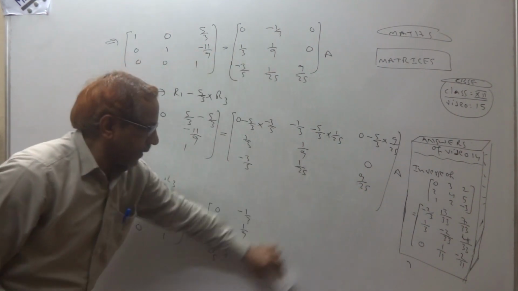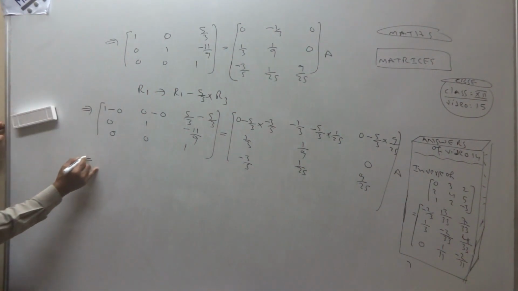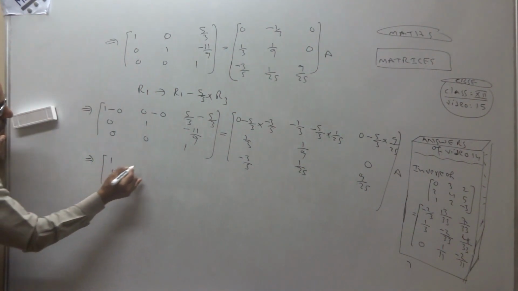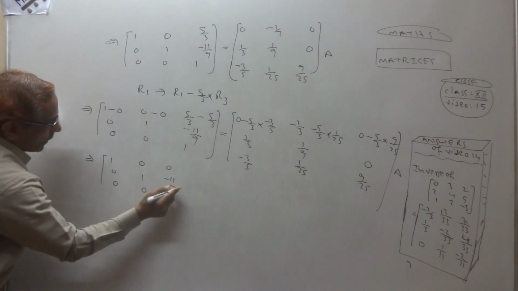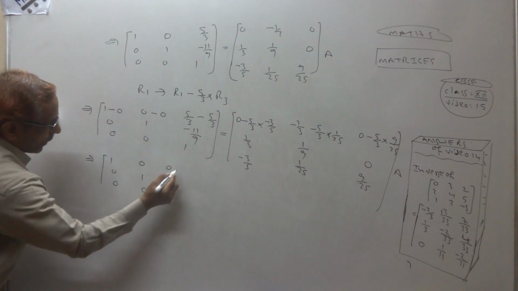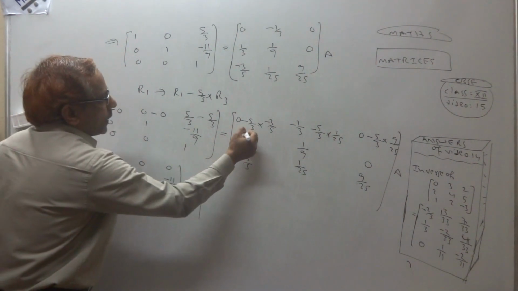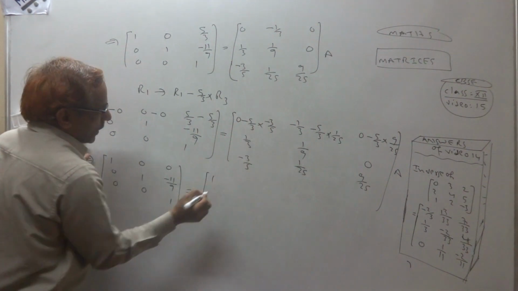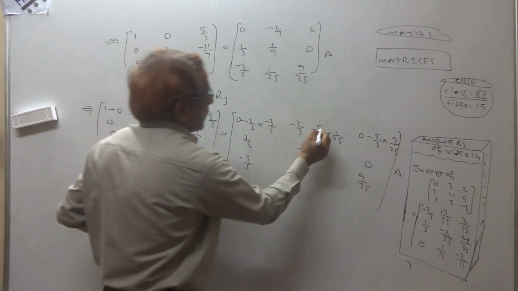Okay. Then see, we are getting what? 1, 0, 0, 0, 1, 0, 0, 11 by 9, 1. And here 3, 3 cancel, 5, 5 cancel, we get 1. Minus 1 by 3, this cut.